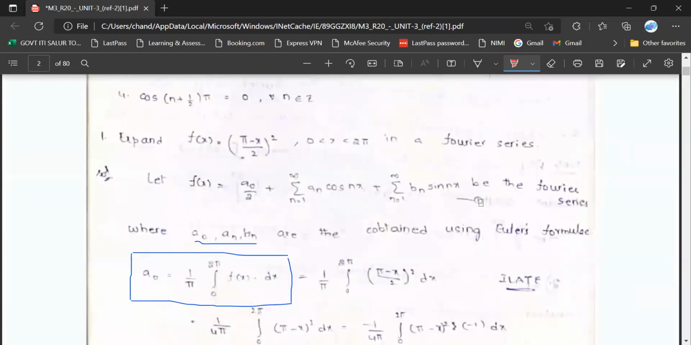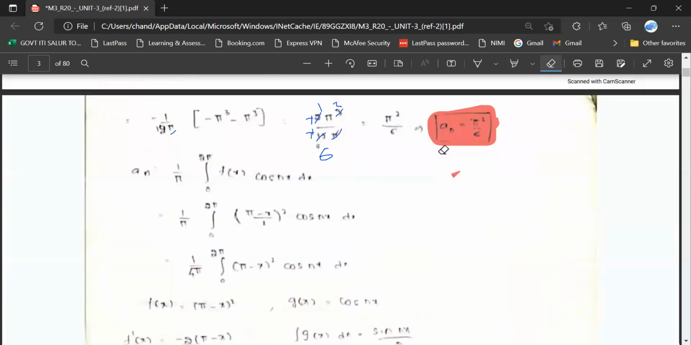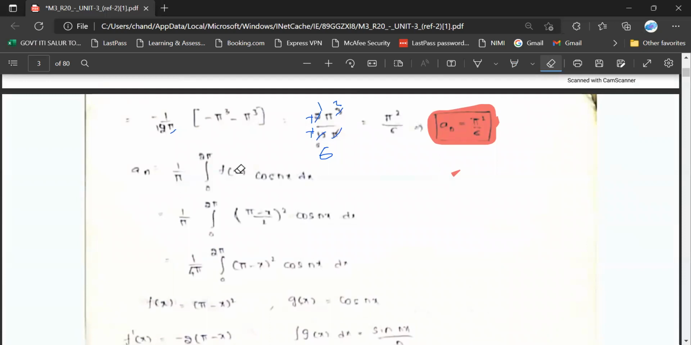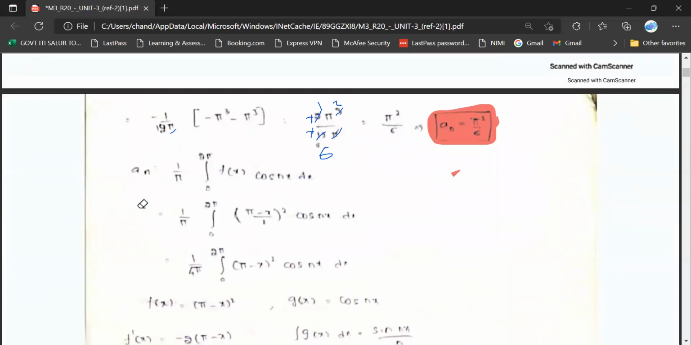So next we have 3 values in this equation. First we denote the A naught, and next we denote AN, and next we denote BN. A naught we have already defined, so we can define AN and we can define BN. So here AN is nothing but, we have the formula. AN is the main term for the cos terms. In any situation, AN is in the terms of cos nx in the Euler's formula.